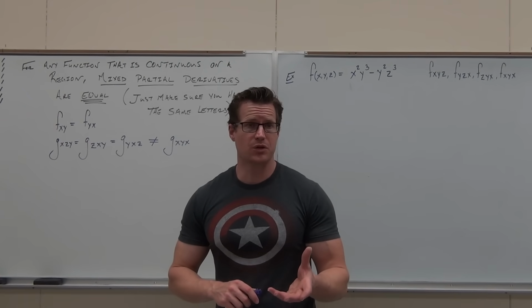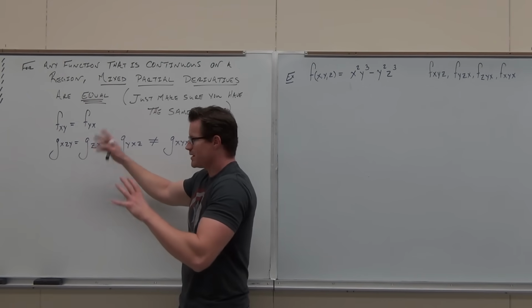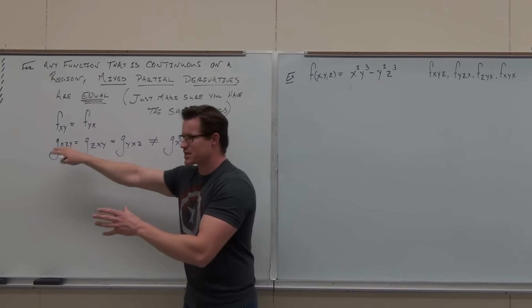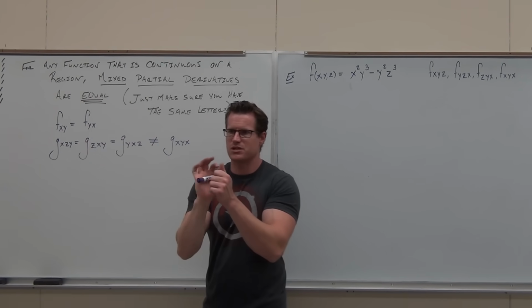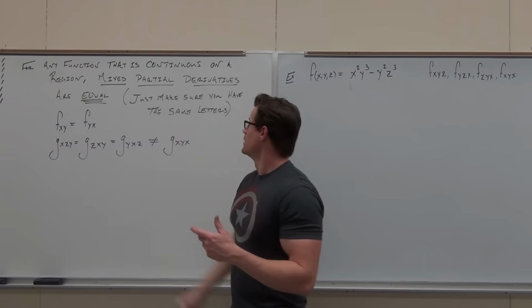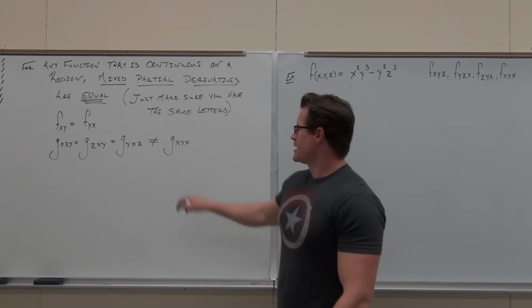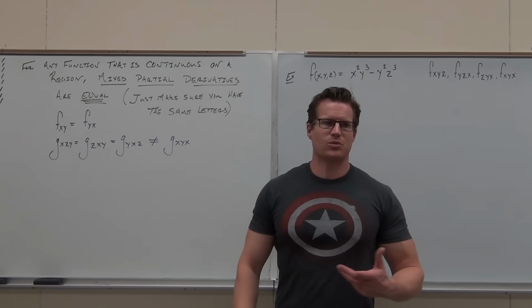That's pretty cool. So, x, z, y, cool. How about z then x and y? No problem. Y then x and z. As long as you have the same letters, you're good to go. Any permutation of that, you're absolutely fine. Any mixed partial is going to be equal, as long as we're continuous on a region, and every polynomial is, so we're good as far as that goes. If your letters don't match up, that's when we have an issue.